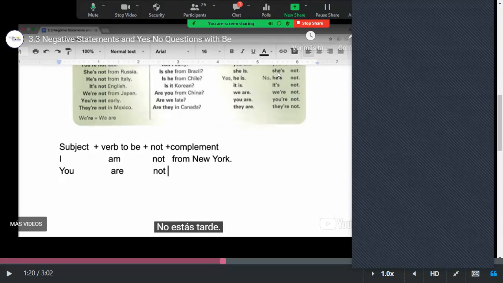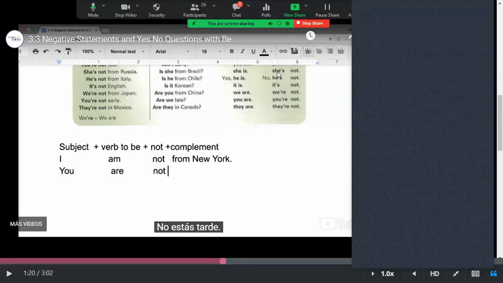El tono negativo, ¿verdad? I am not from Mexico. Repeat. I am not from Mexico. Correct. Ese tono de pregunta, I am not from Mexico, es para la pregunta. Ya vamos a llegar a la pregunta.